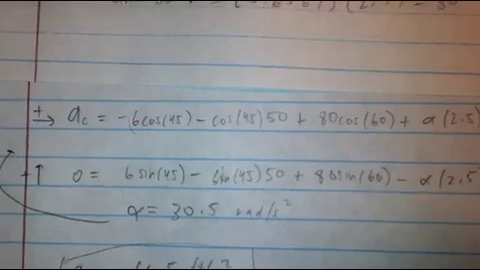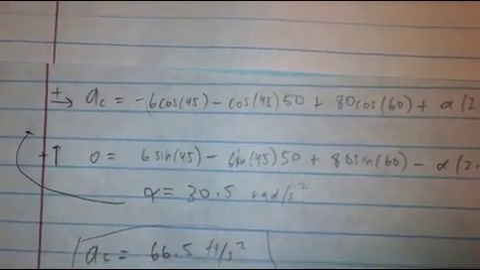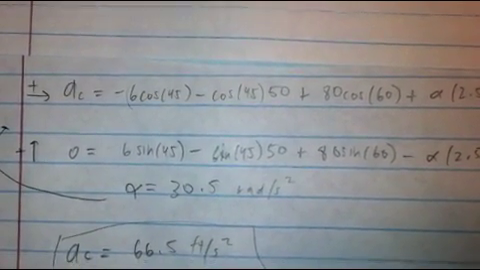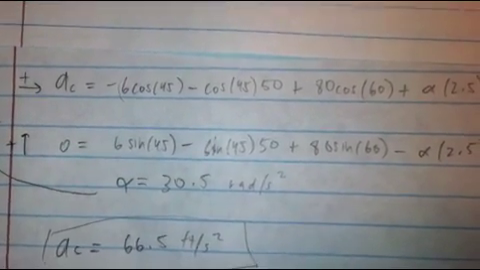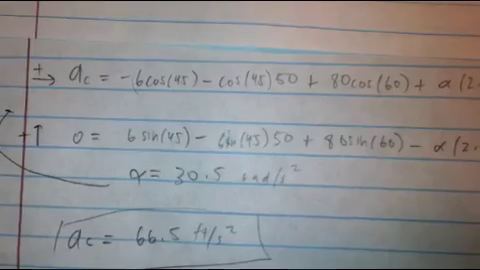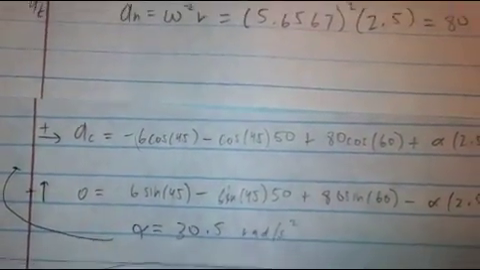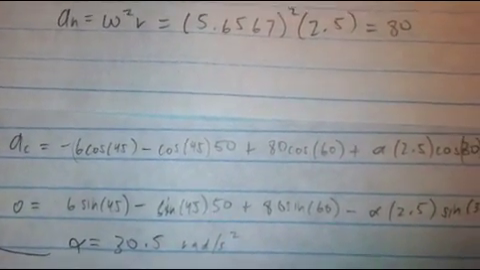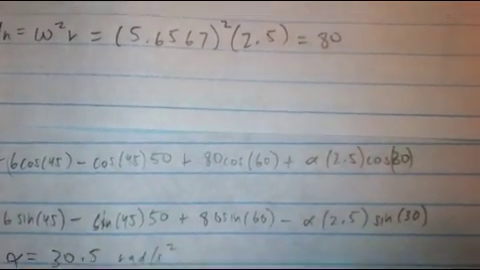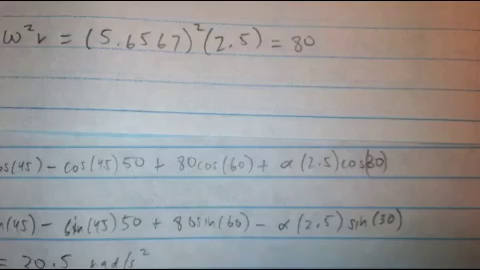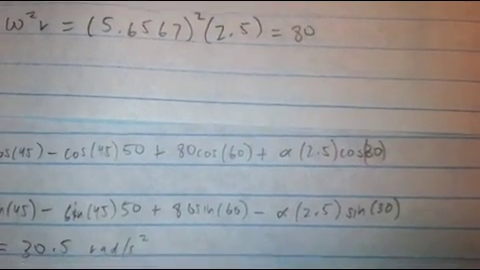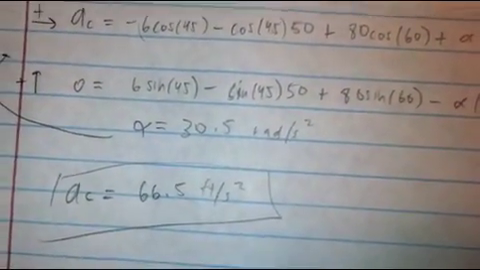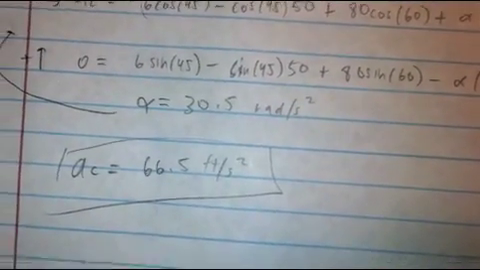So we solve the y equation first. We figure out alpha to be 30.5 radians per second squared. So then we just plug that back into the first equation. AC equals -6 cosine 45 minus 50 cosine 45 plus 80 cosine 60 plus alpha 2.5 cosine 30. And we found out AC to be positive 66.5 feet per second squared.